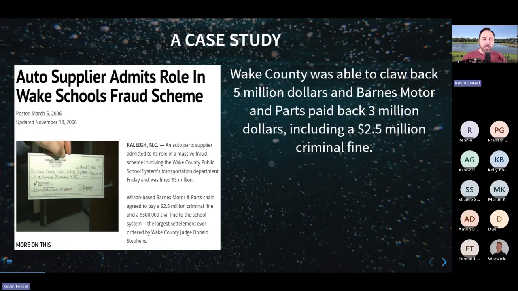Basically, what was happening was that this particular company was working with a few corrupt county employees. They would submit false invoices for work that they did not do, and the county employees would sign off on these invoices. They would then cover up this fraud, pay the auto parts company, and the auto parts company would pay back those county employees either in cash or in things like vehicles, vacations, yachting expenses, just all kinds of expenses that they were continually bribing the county employees with.